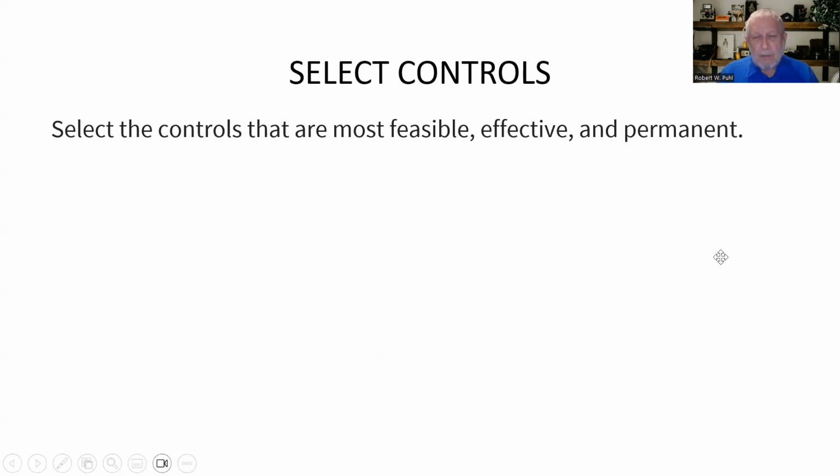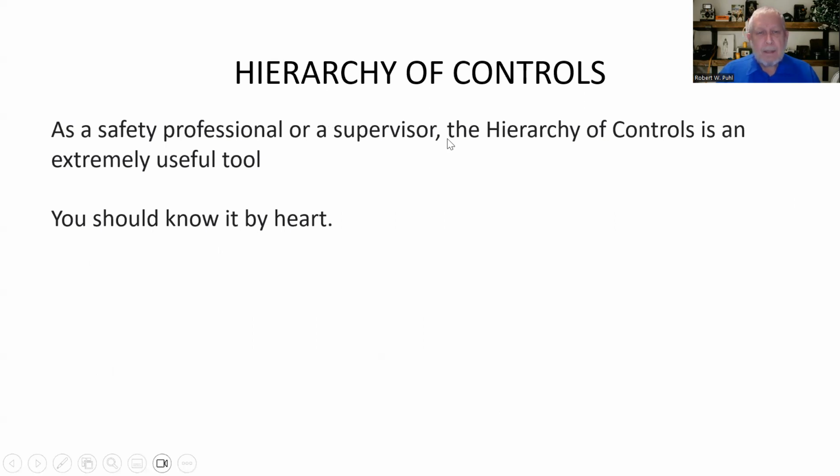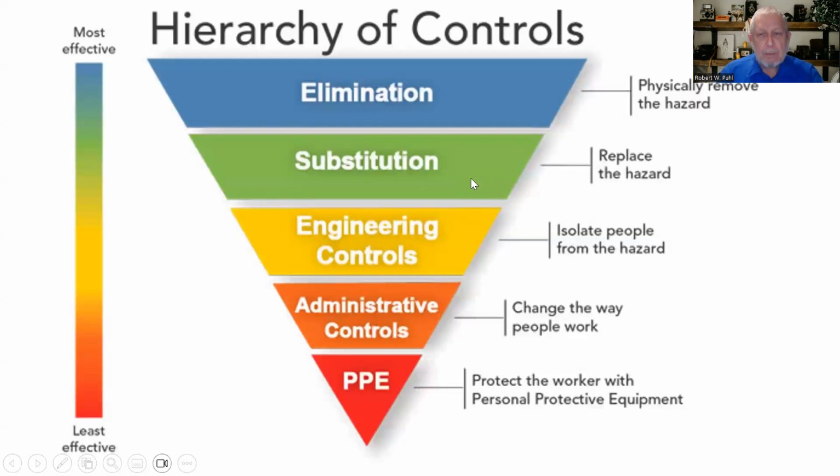Select the controls that are most feasible, effective, and permanent. So what's a hierarchy? A hierarchy is a system or organization in which people or groups are ranked one above the other according to status or authority. As a safety professional or supervisor, the hierarchy of controls is an extremely useful tool. You should know it by heart. You should really know this thing by heart. This part of it here.